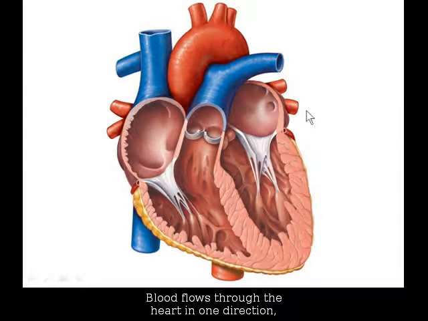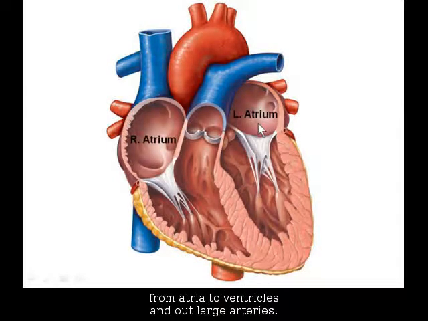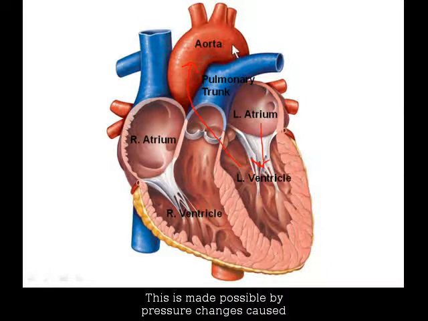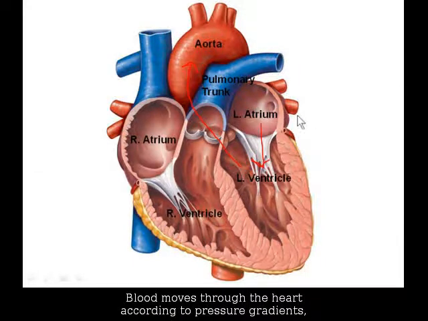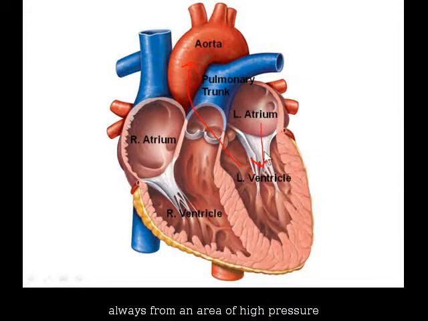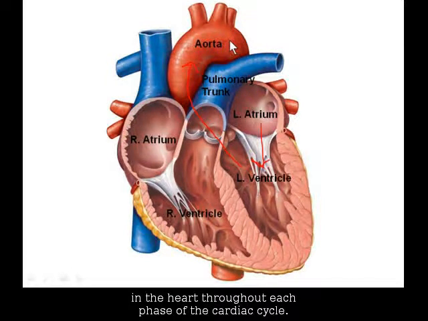Blood flows through the heart in one direction, from atria to ventricles and out large arteries. This is made possible by pressure changes caused by alternating contraction and relaxation of the heart. Blood moves through the heart according to pressure gradients, always from an area of high pressure to an area of lower pressure. Let's examine pressure changes in the heart throughout each phase of the cardiac cycle.